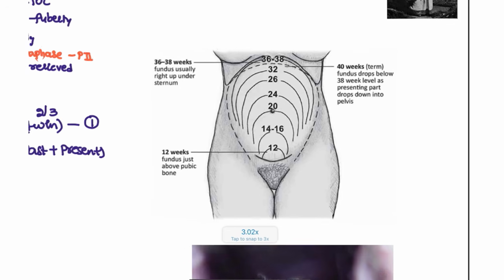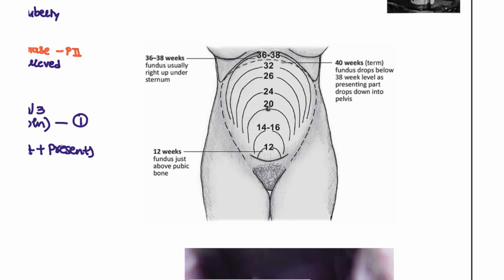Let's see some of the signs. So first, in the examination, we are going to check the abdominal examination. We check how the uterus is growing as the baby grows. For example, at 12 weeks, the fundus will be just above the pubic bone. So for example, this is the pubic bone, and it is just above it at 12 weeks. And when will it reach the umbilicus? In the examination, you mark the level of the umbilicus as 22 weeks.